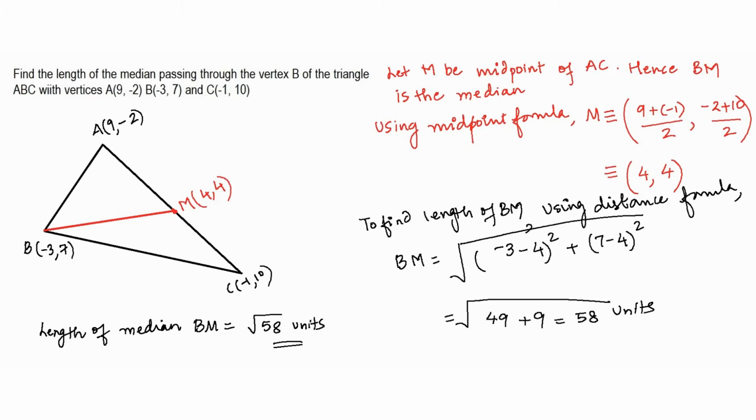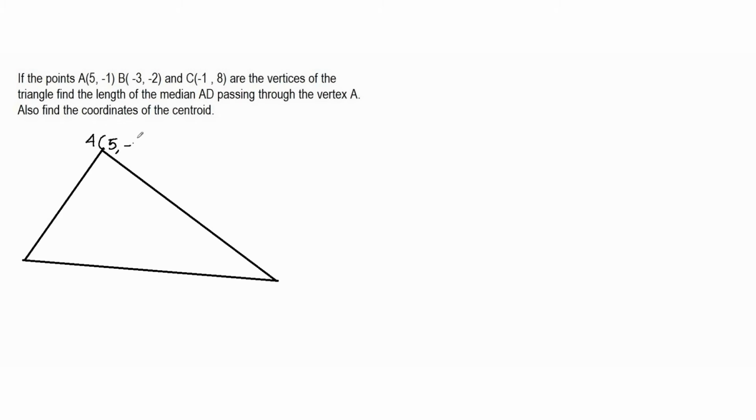Moving on to the next question. So let's take a look at the following question. If these points A, B and C are the vertices of a triangle, find the length of the median AD passing through the vertex A. Also find the coordinates of the centroid. So let's consider the triangle A of 5, minus 1, B of negative 3, negative 2, C of negative 1, 8. And let us now draw a median that is passing through A.